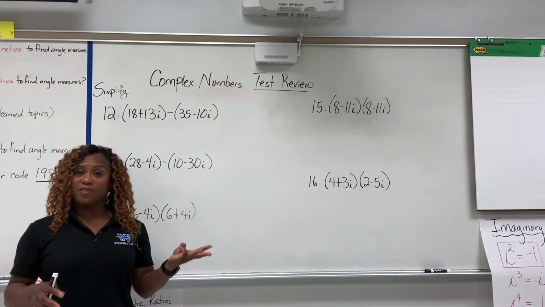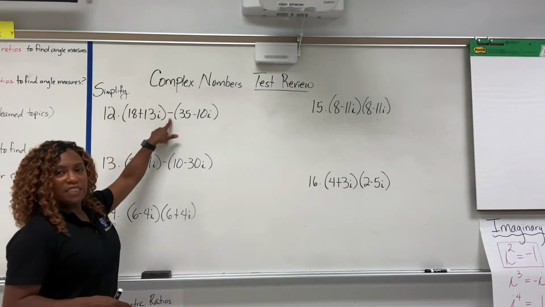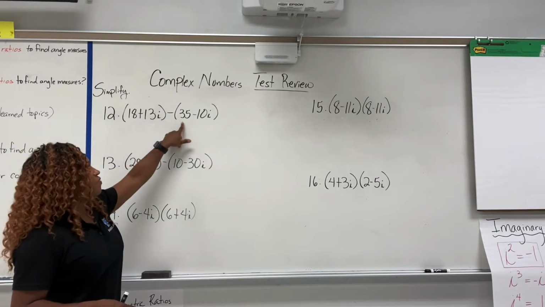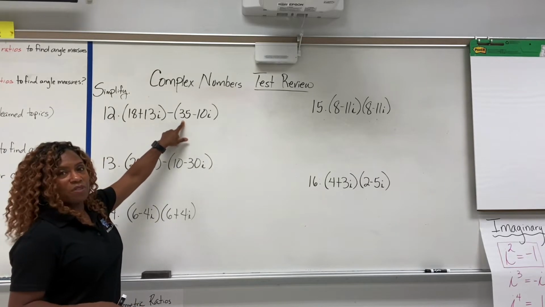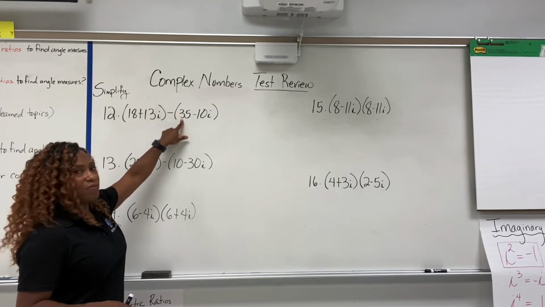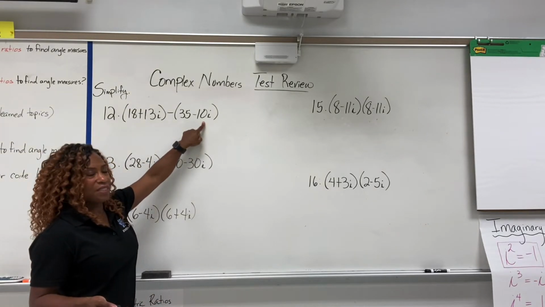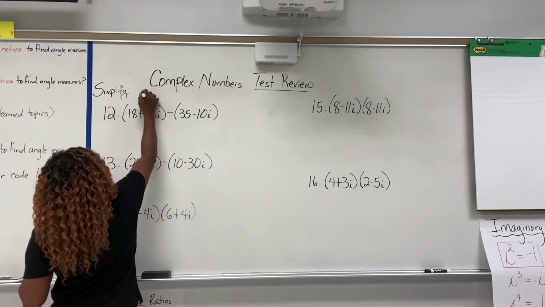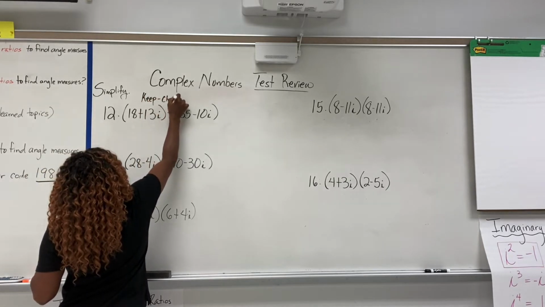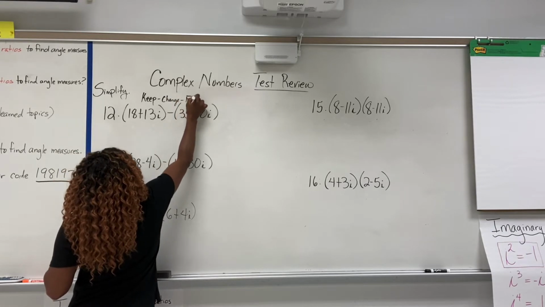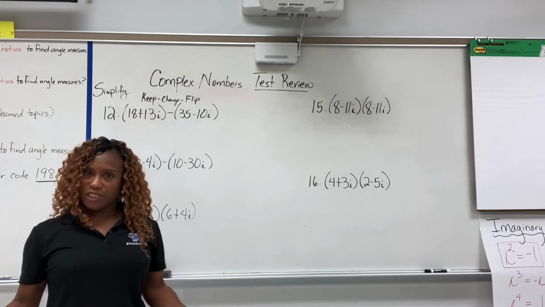It's keep, change, flip. So what that means is we will keep the first expression, change the subtraction to addition, and then flip for the second expression just means to change the signs of those terms. So instead of a positive 35, I'll make it a negative 35. Instead of minus 10i, I'll change it to plus 10i. And that's called keep, change, and flip, just a quick little shortcut way to do it. It works because what we're essentially doing is changing our subtraction problems into addition problems.